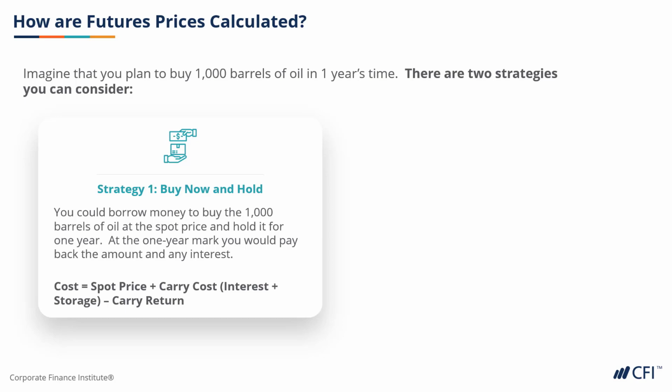For some futures, there can be an underlying asset that provides a carry return. So the formula you see here is the full formula, the spot price plus the carry cost minus the carry return. An example of a carry return on a buy and hold strategy would be a bond. If you held a bond for a year, you would be entitled to a coupon or interest payment. You would have a cash flow coming in. That's an example of carry return. For our 1,000 barrels of oil, however, we only have carry costs and the spot price.